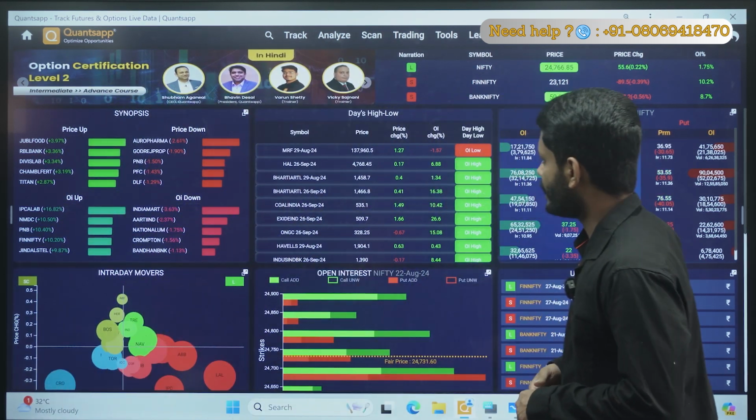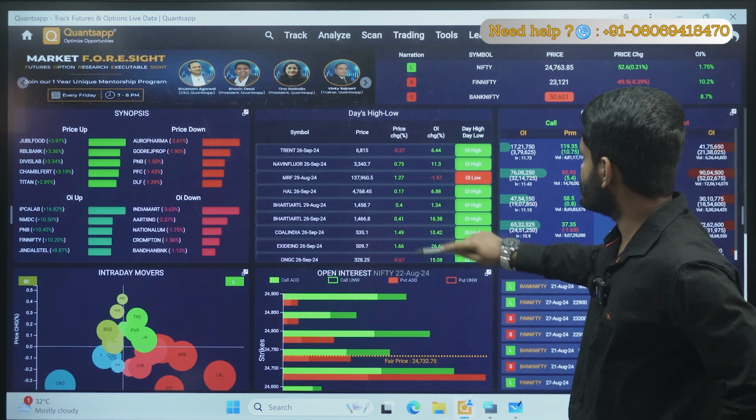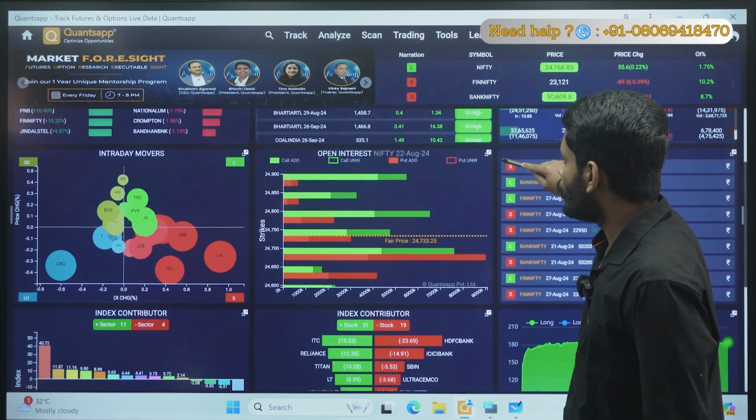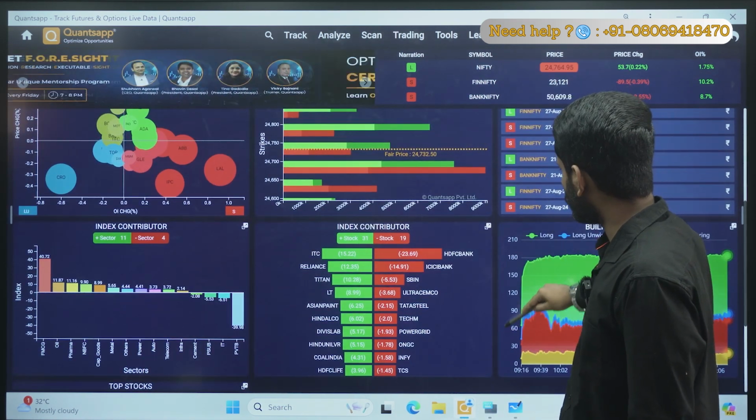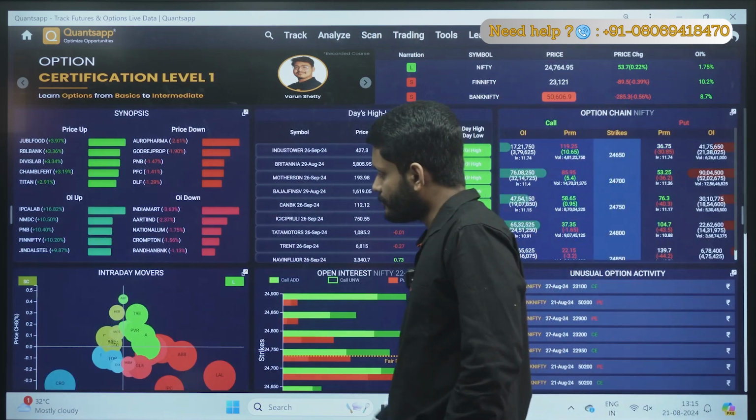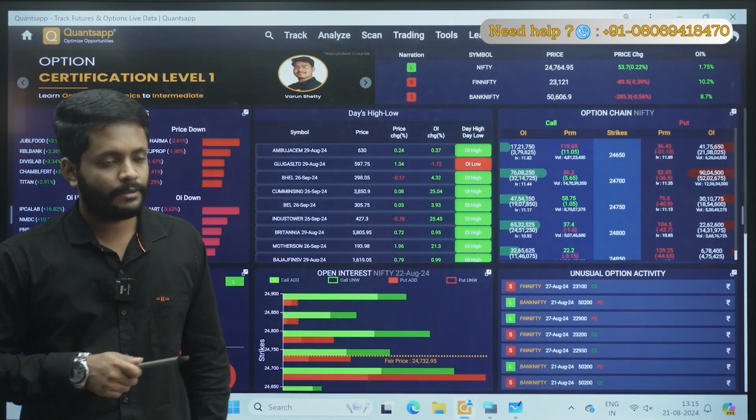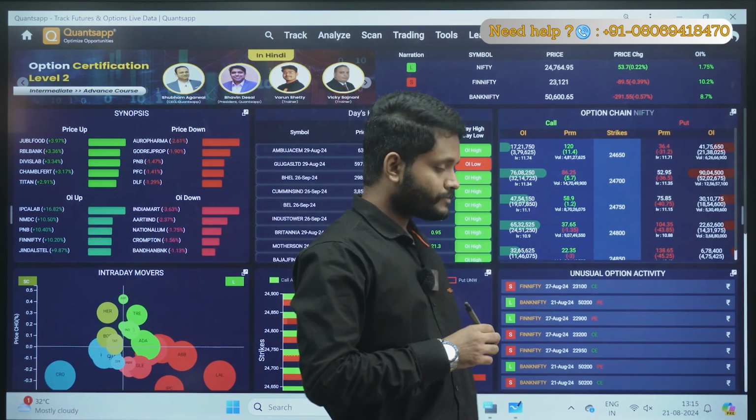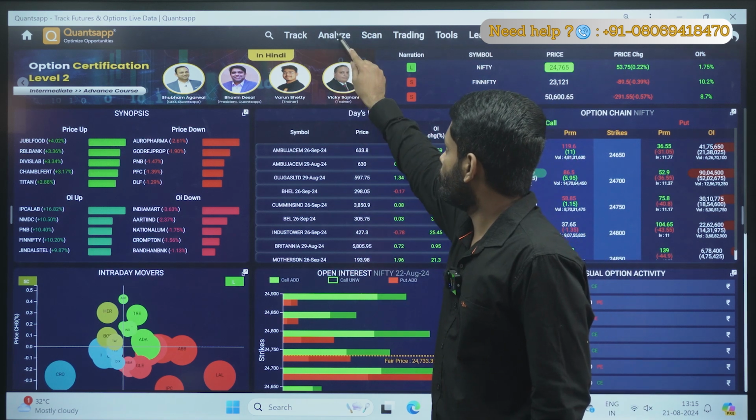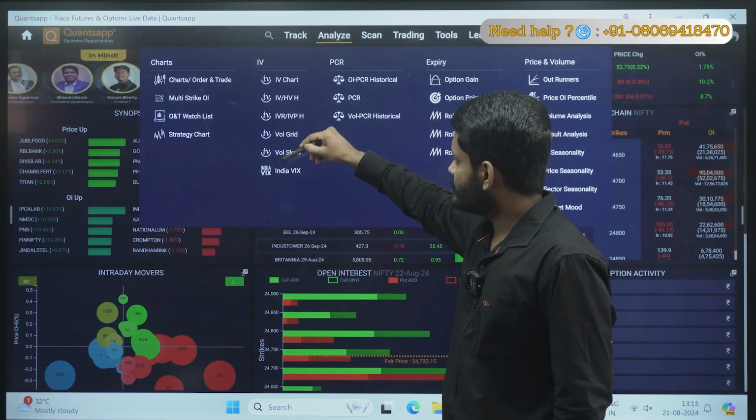Apart from that, you have synopsis, day's high low, option chain, open interest, intraday movers, a lot of fancy indicators over here that you can definitely explore. This will be very helpful. Now let me go to analyze, under IV, check India VIX.